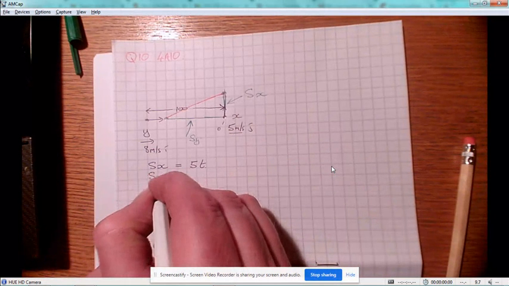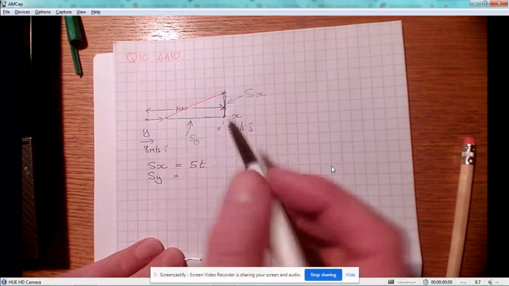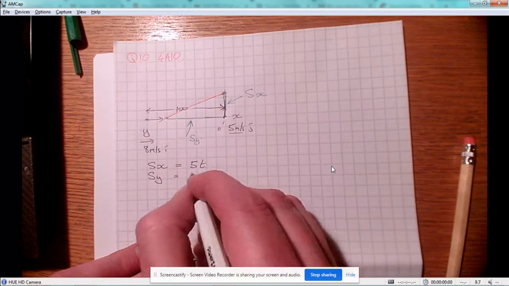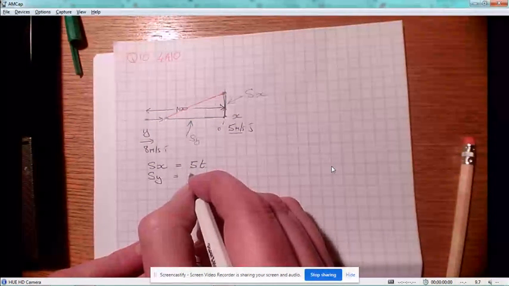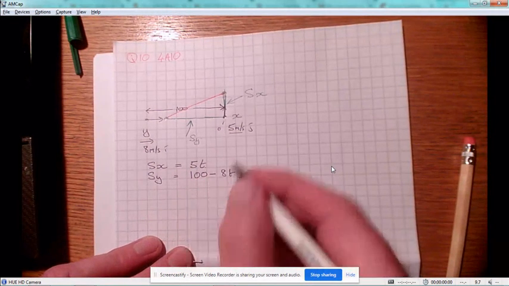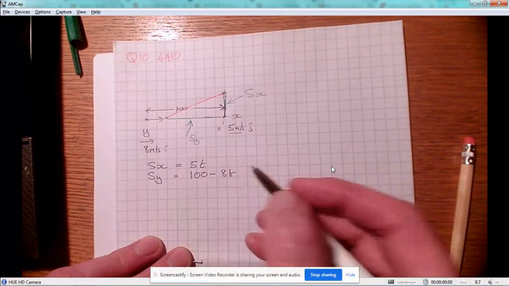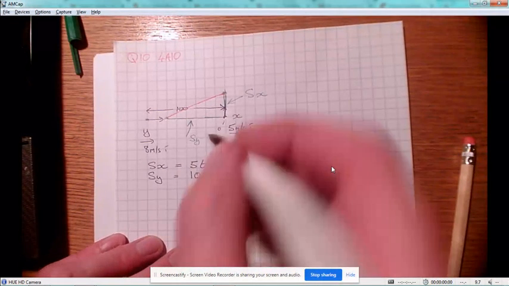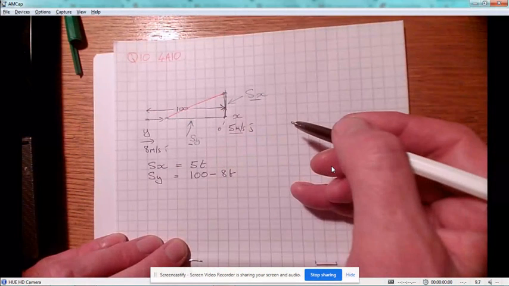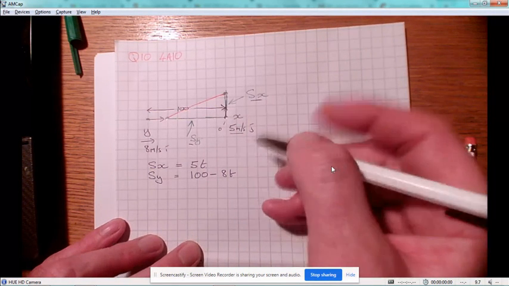S of Y, it's currently 100 meters from there, but it's closing in on that at a quick pace. So we can say it's 100 minus 8t, and the 8t coming from Y moving at 8, and the t in the seconds. So what we have is this distance here and this distance here. This is algebra and these are variables, and so these may change.